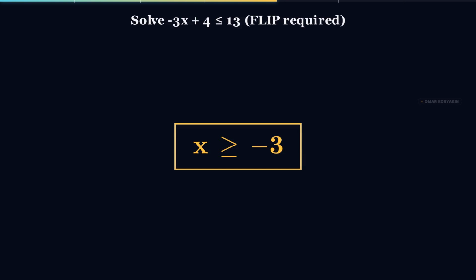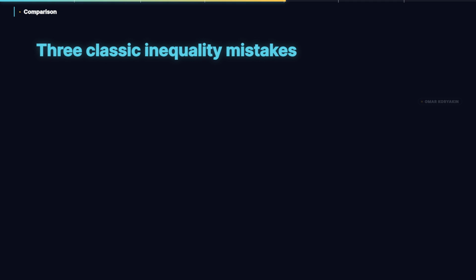Build the habit of pausing whenever you multiply or divide both sides by a number with a negative sign and explicitly flipping the inequality direction at that step. The pause and flip habit becomes automatic with practice and prevents the most expensive inequality error in the entire algebra course. 3 mistakes that catch every algebra student during their first weeks of inequality work. Each one is fixable with a small explicit habit applied on every solve.